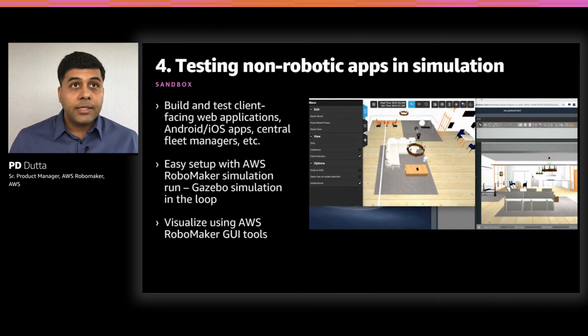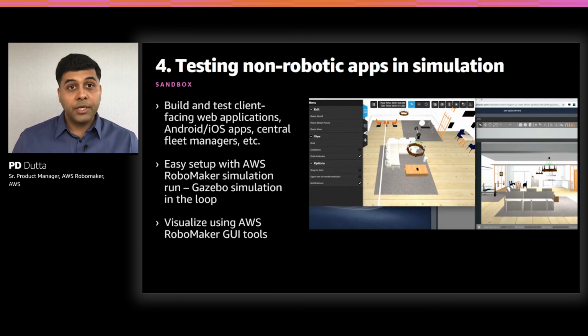The final use case is the Sandbox use case. This is where customers are building non-robotic applications such as Android applications or fleet managers. And users who build these applications are not roboticists, but their apps are ultimately deployed as skills on the customer platform or on the robot hardware. So the ultimate goal here is to quickly iterate and build these applications and accelerate the development lifecycle.